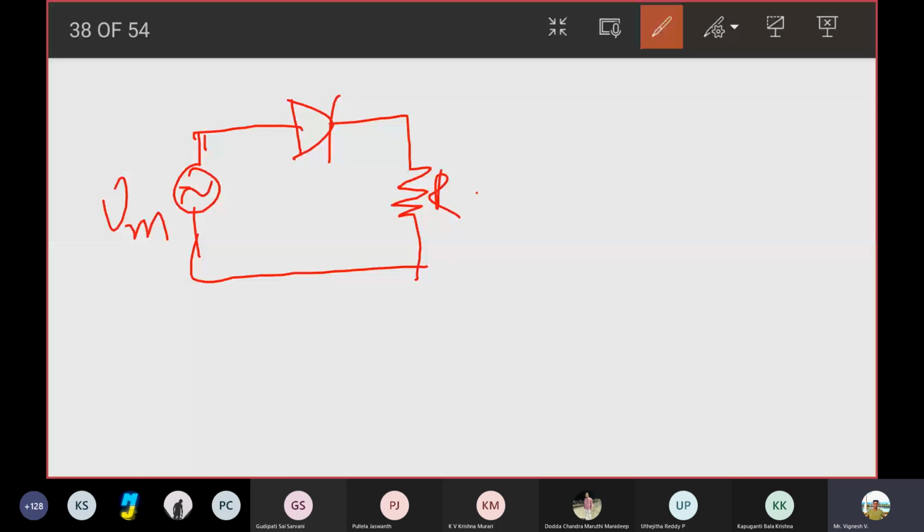This is the half wave rectifier circuit. What is the maximum reverse bias voltage that you can apply across this diode? Say this is the input. I'll retain this as the input for all the three rectifiers. So this is VM, this is minus VM.